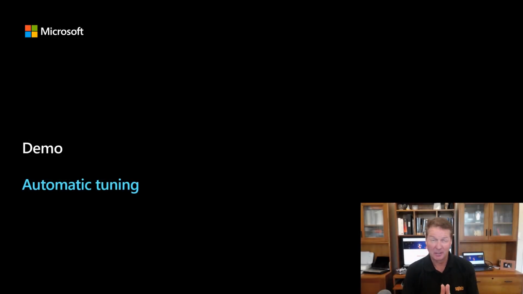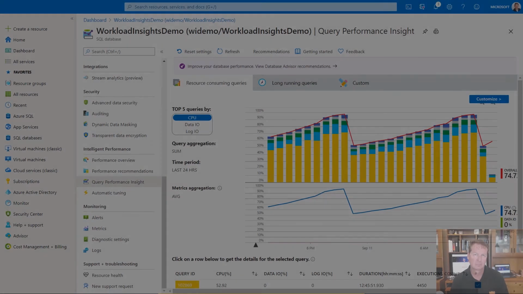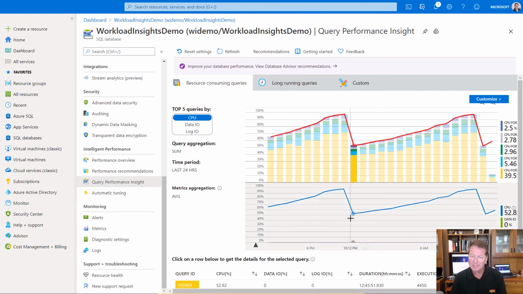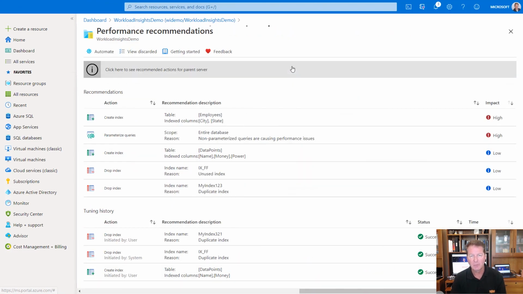Let's take a quick look at a demonstration of what I talked about with automatic tuning. Now you're looking at the Azure portal for a database I've deployed, and this is something called Query Performance Insight, one of those visualizations we're using in the Azure portal based on Query Store. So I can see performance of specific queries over time, or I can click here and look at recommendations. This is automatic tuning in action.